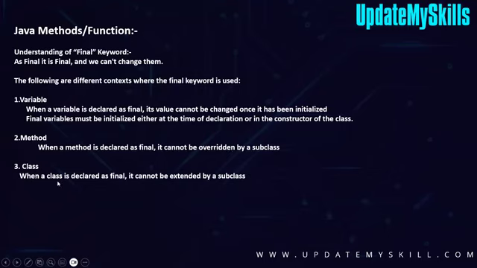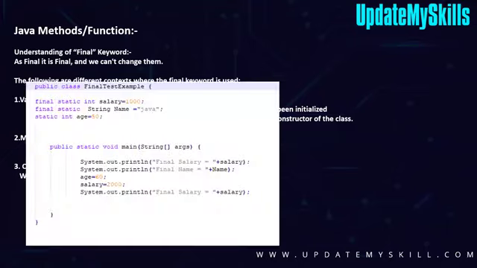Same thing for a class. When a class is defined as final, a subclass cannot be created for it. I will talk about the subclass concept in the next slides. But if you define a final class A, you cannot change it. Suppose you say final static int salary is equal to 1000, final static String name is equal to Java.